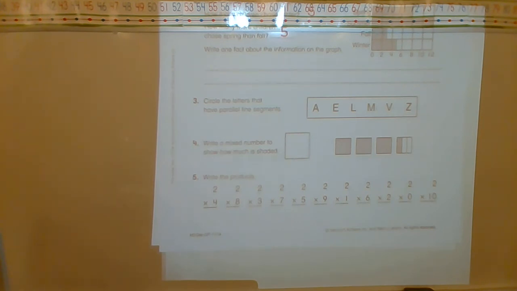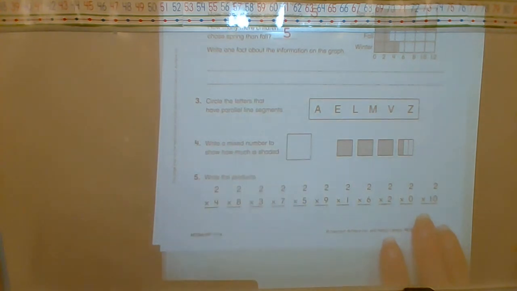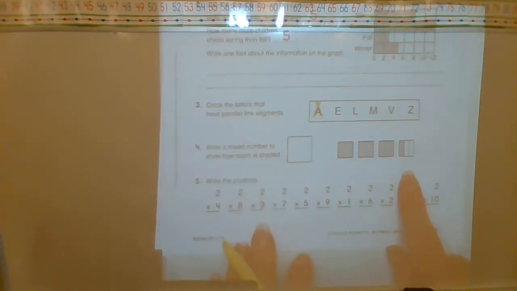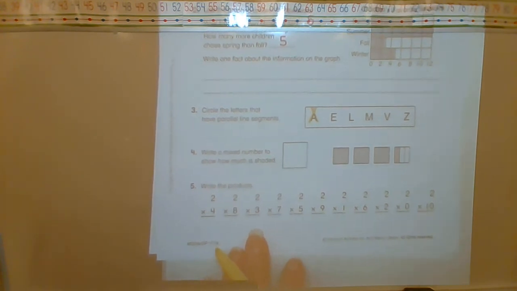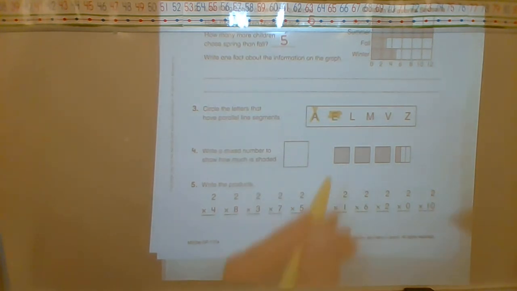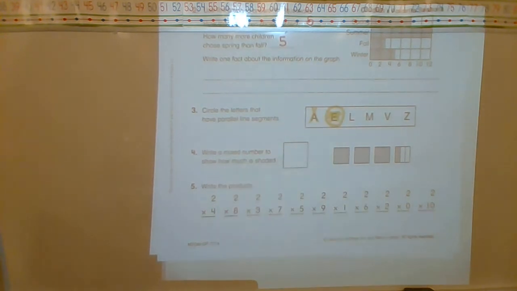All right, let's take a look at A. Does A have any parallel line segments? I mean, he's got lines, but if you look at him, this line and this line crashed. So not letter A. Does E have any parallel line segments? Let's see. You think these guys will run side by side and never meet? That's right. So let's circle letter E.